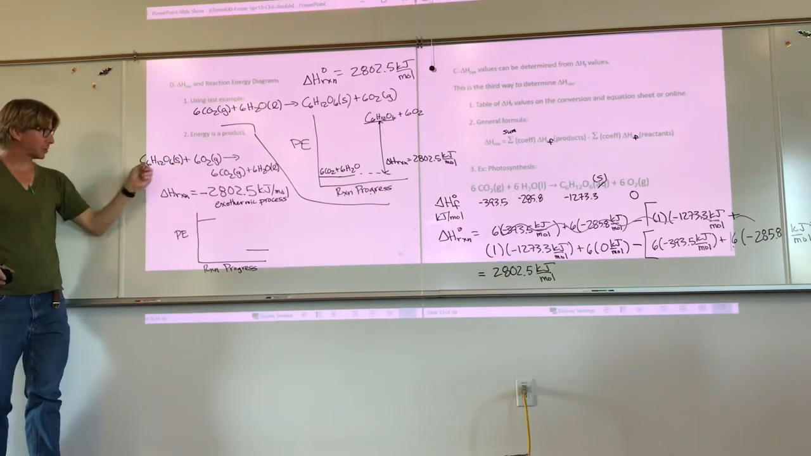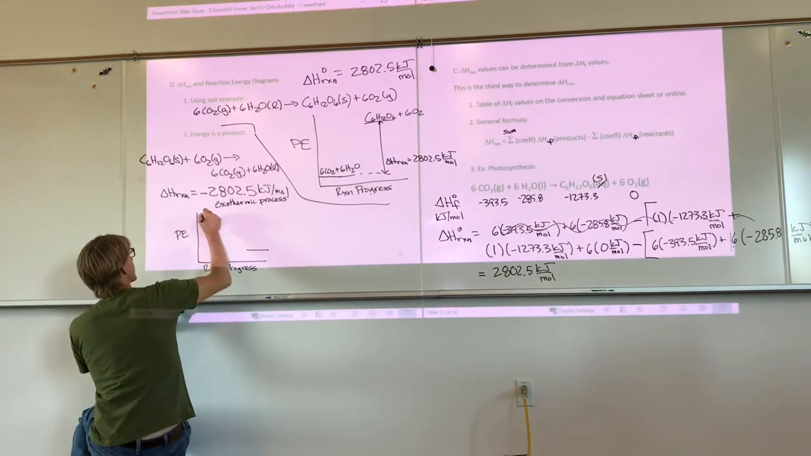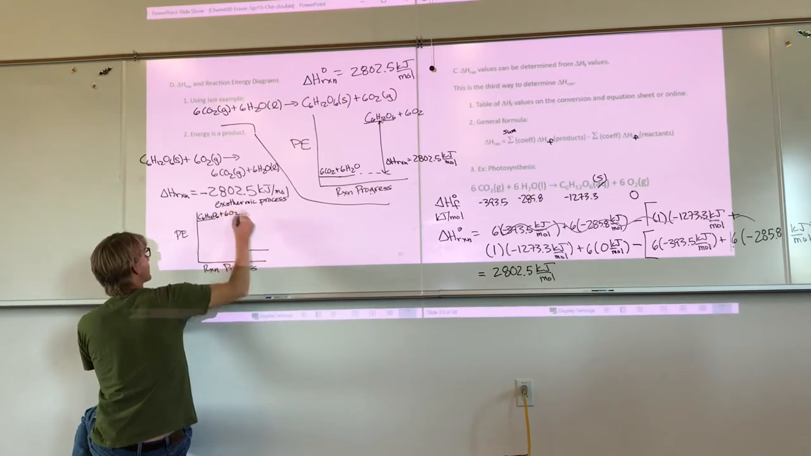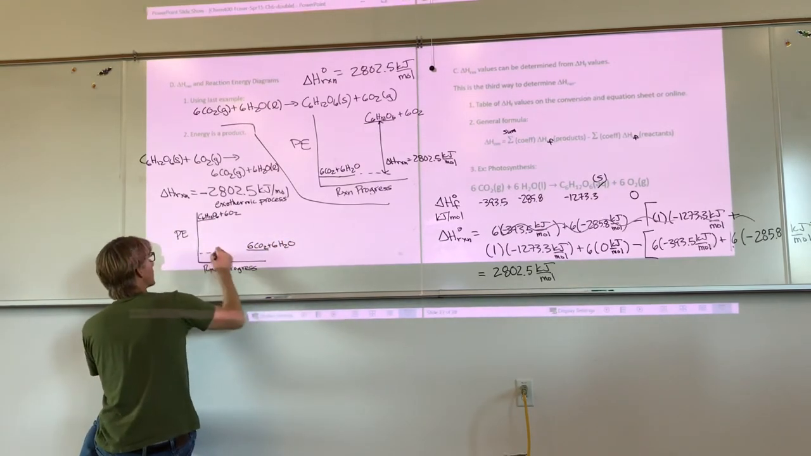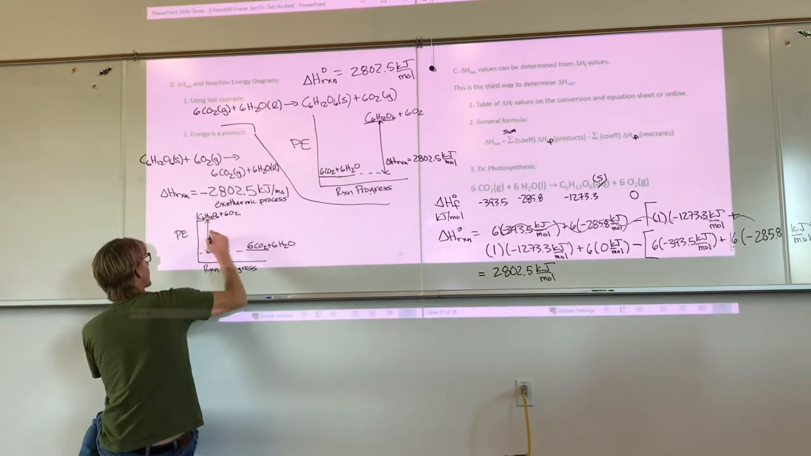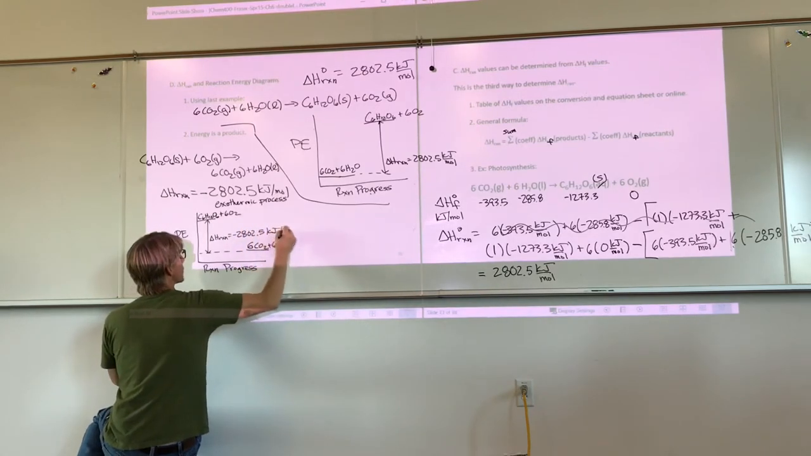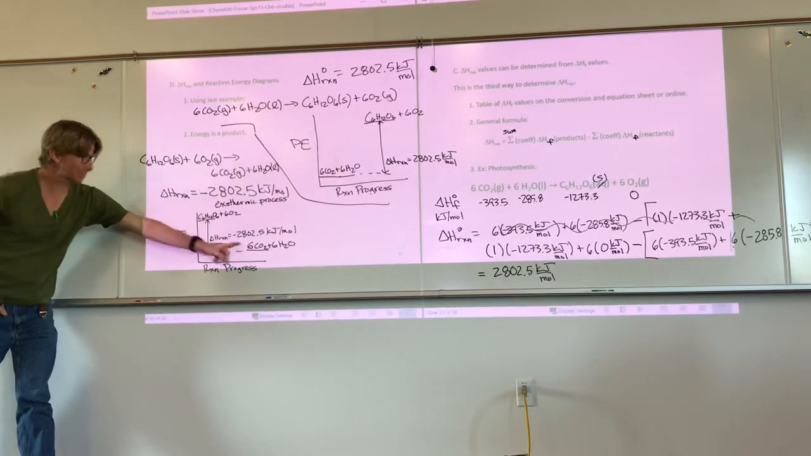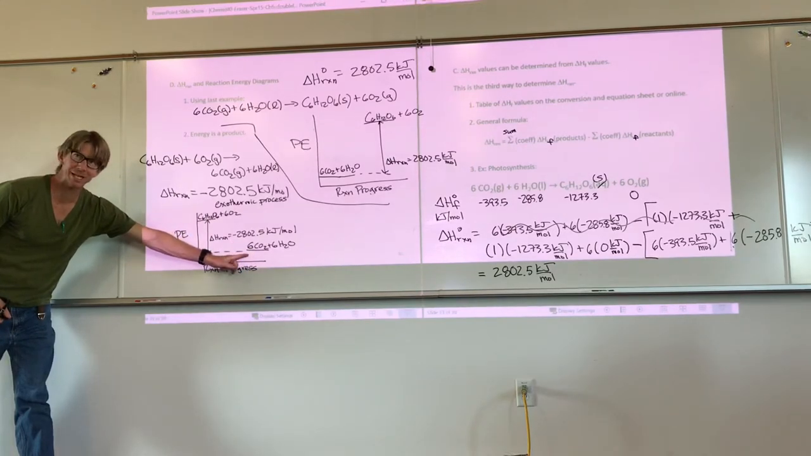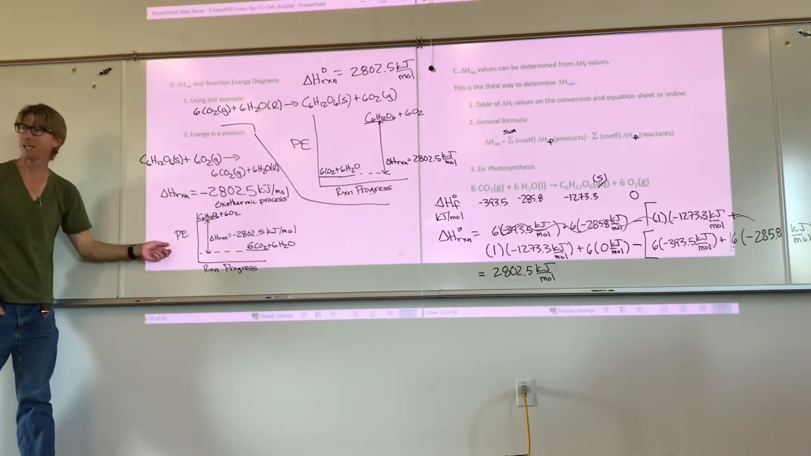You still have your reactants. Your reactants are now your glucose and your six oxygens. And your delta H reaction, which is products minus reactants. Products are a lower number, so when you do the subtraction, you get negative. And we don't necessarily have to know what these numbers are. These axes never have numbers on them. I mean, you can put them on if you want, but I wouldn't.